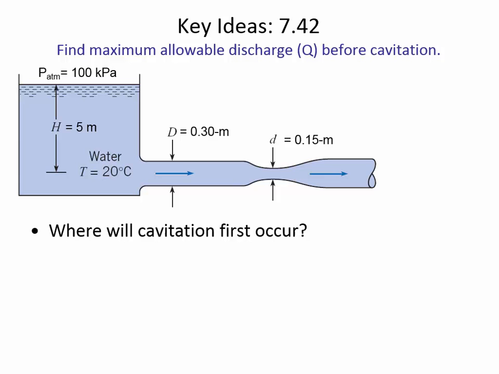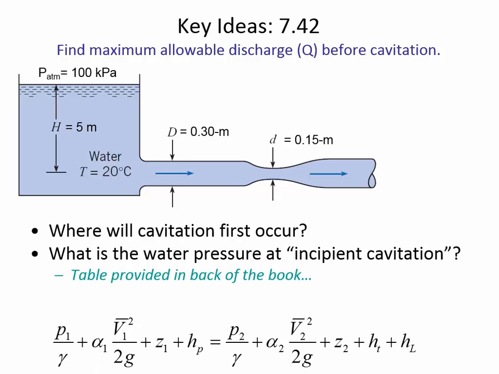And you'll get to a point where for 20 degrees Celsius water, you can look up in the back of the book what's the vapor pressure for that. You're going to get to the point where the velocity is eventually fast enough through that contracted throat that the pressure of the water is equal to the vapor pressure. And then that's when cavitation begins to occur. And so what it's asking you to find out is how quickly can the water go through this system, what flow rate Q can you have that just barely starts to cause cavitation at that contracted throat. So they call that incipient cavitation, when the cavitation just barely begins.